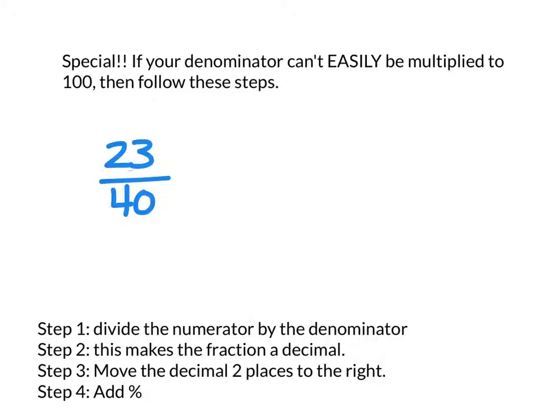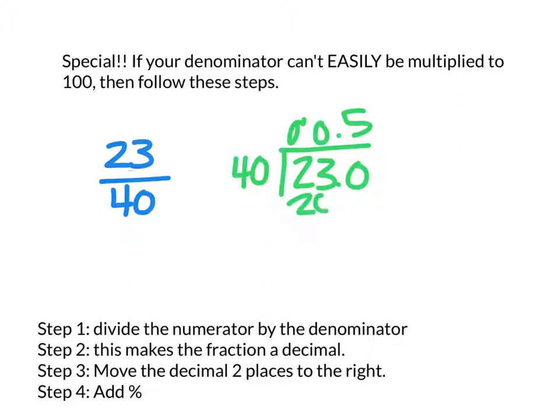So 23 divided by 40. Doesn't go in. 0, 0, decimal. 4 goes into 23. Let's see, that'd be 5. Is that right? 5 times 4 is 20. Yeah. So that'd be 200. Subtract will give me 30. So I'm just doing some basic division here. Bring down a 0 because I want to keep going.